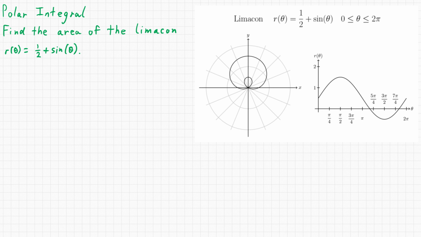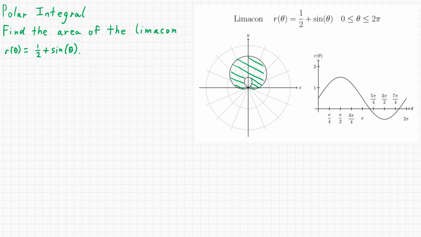This polar integral is going to be a little bit annoying. So let's find the area of the limacon r of theta equals 1/2 plus sine theta. So that's over here. And what I mean by area is I want everything except that loop-de-loop. So all that stuff.